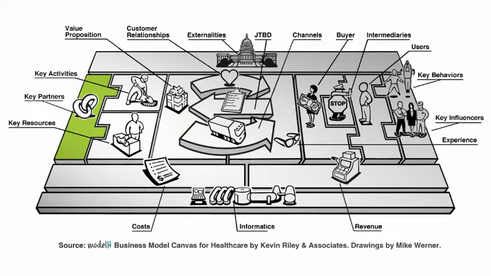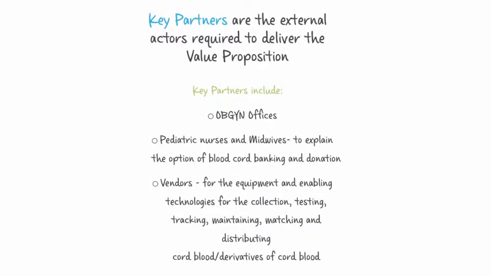Key partners are the external actors required to deliver the value proposition. For this example, the key partners include the OB/GYN offices and hospitals that they sell through, the pediatric nurses and midwives that help explain blood cord banking and donation to customers, and the vendors of the equipment and enabling technologies for the collection, testing, tracking, maintenance, matching, and distribution of cord blood.